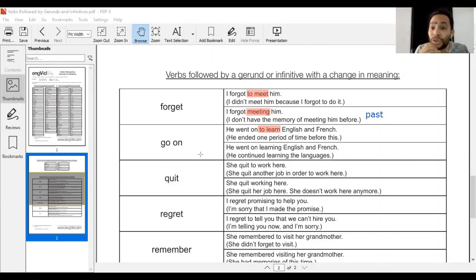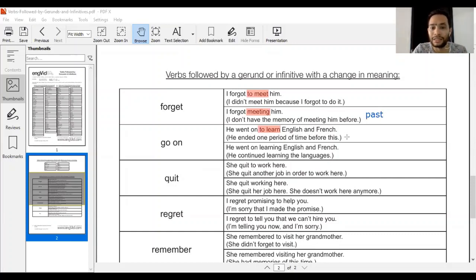Go on means continuar, ¿cierto? So, él quiere continuar aprendiendo, but this time he's not going to continue learning the same language. No va a continuar aprendiendo el mismo idioma, que en este caso sería alemán, sino que quiere continuar con algo nuevo, right? So, he wants to learn English and French. So, he went on to learn English and French.